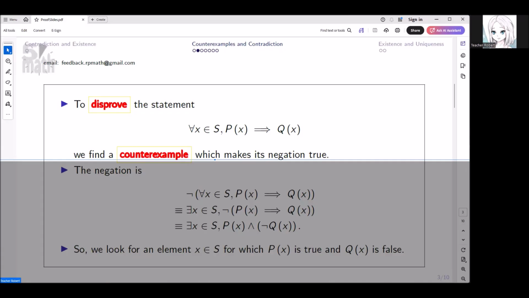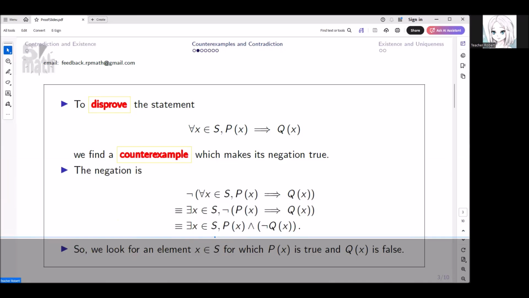To disprove the statement, for all x in S, P of x implies Q of x, we find a counterexample which makes its negation true. The negation is not for all x in S, P implies Q of x, which is logically equivalent to there exists x in S such that not of P implies Q, which is logically equivalent to there exists x in S such that P of x and not Q.